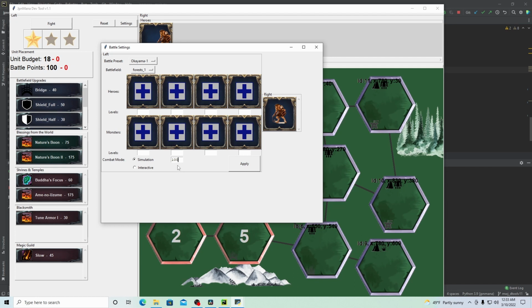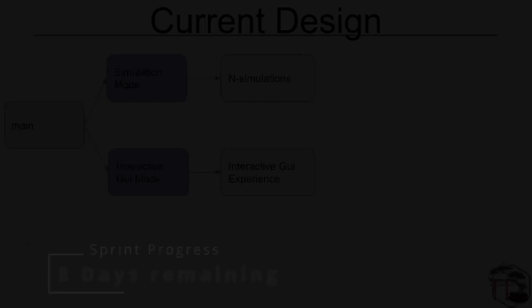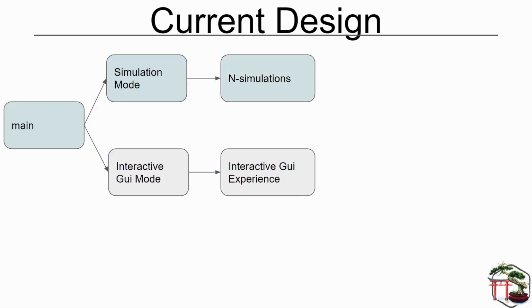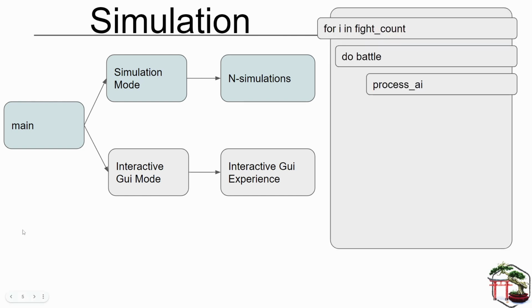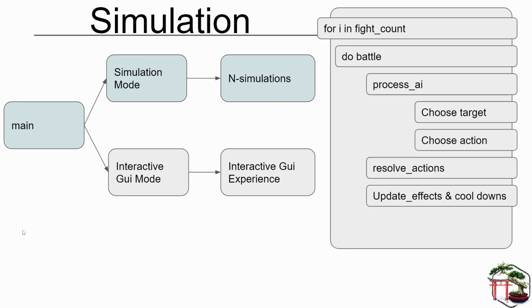So looking at the logic, this seems like it's going to be a little bit more complicated. I'm slightly too tired to deal with it right now, so I'm going to head to bed, but I'll explain it tomorrow. The main function begins in either simulation or interactive mode. In simulation mode, the user describes how many simulations to execute, and this becomes fight count. A do battle function kicks off the AI, and the computer chooses the target and an action for each hero. These actions are resolved, and update effects and cooldowns are calculated.